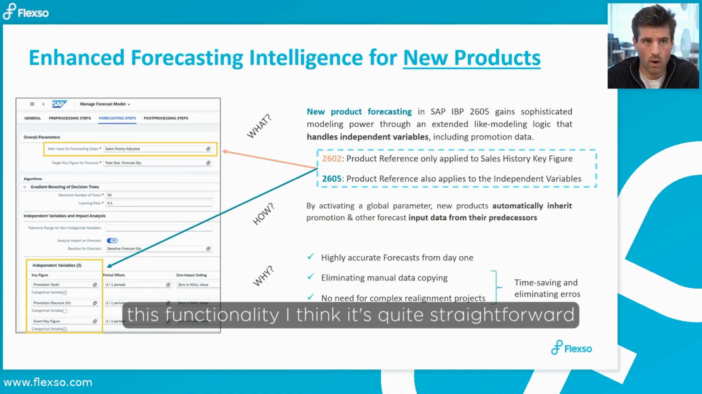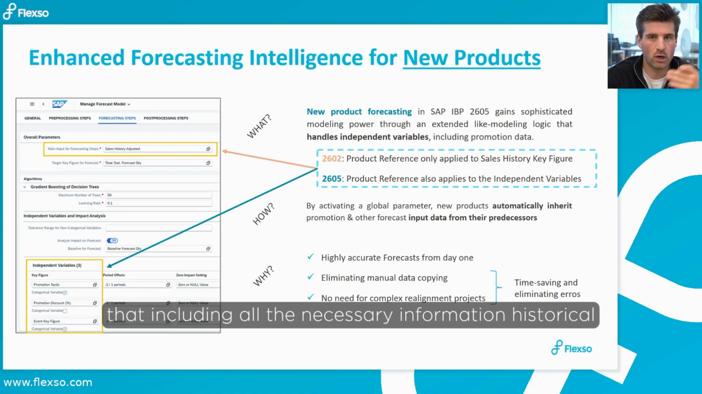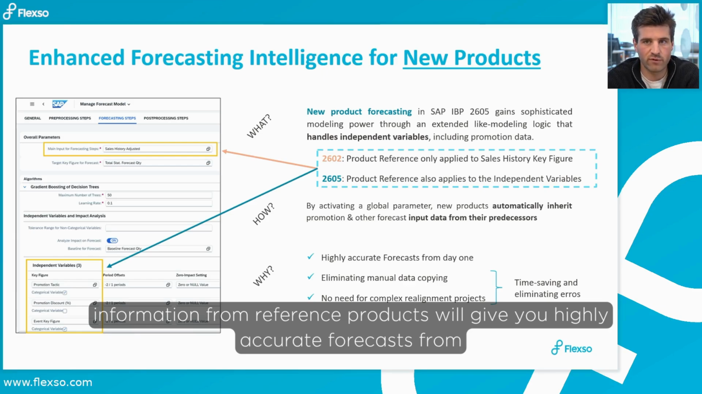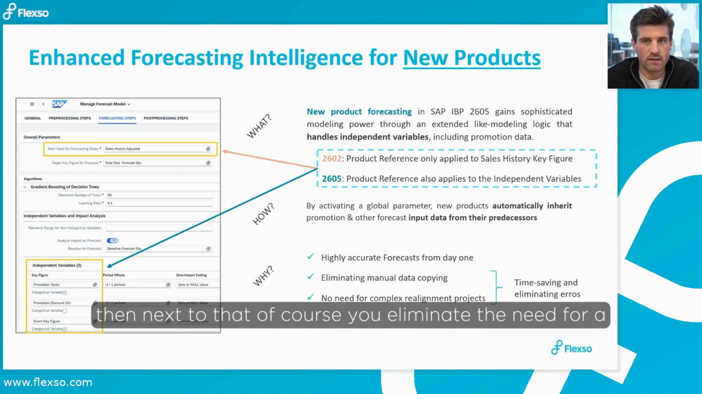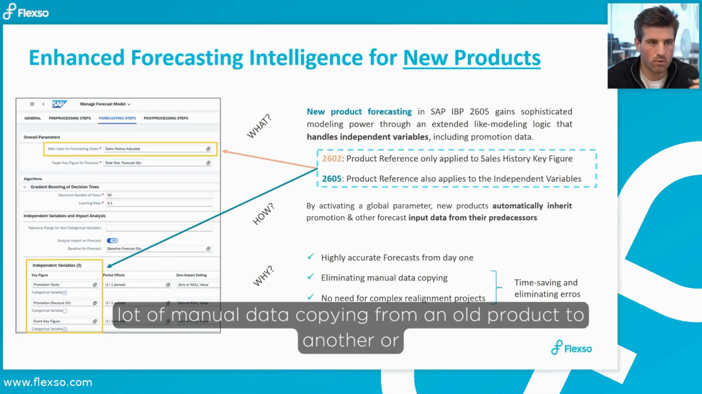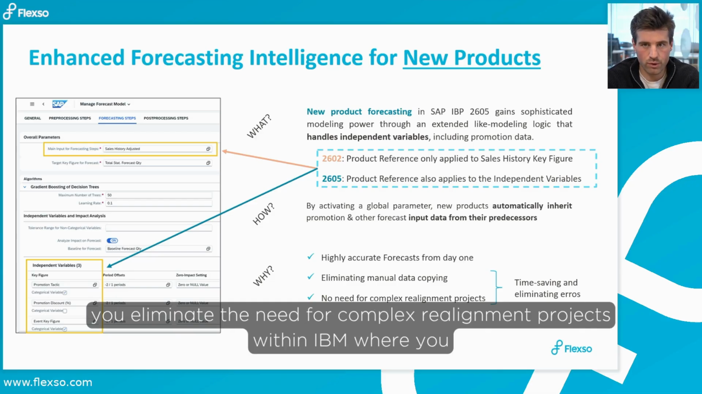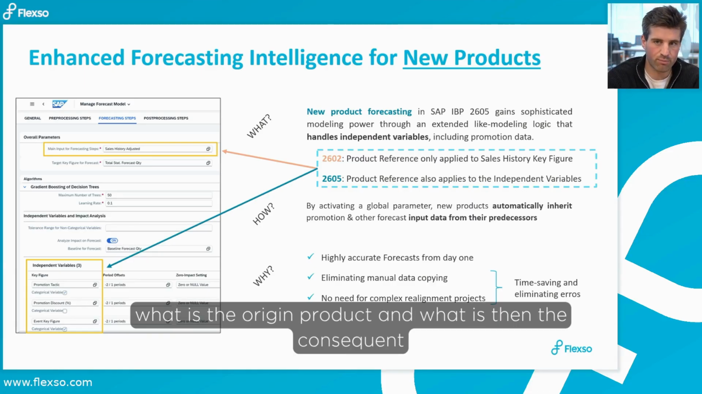functionality? I think it's quite straightforward that including all the necessary historical information from reference products will give you highly accurate forecasts from day one. So you include immediately all the necessary information. And then next to that, of course, you eliminate the need for a lot of manual data copying from an old product to another, or you eliminate the need for complex realignment projects within IBP where you need to indicate what is the origin product and what is then the consequent product.